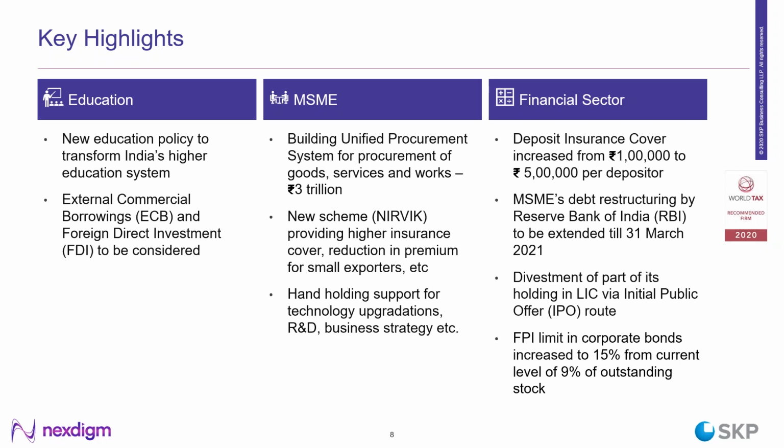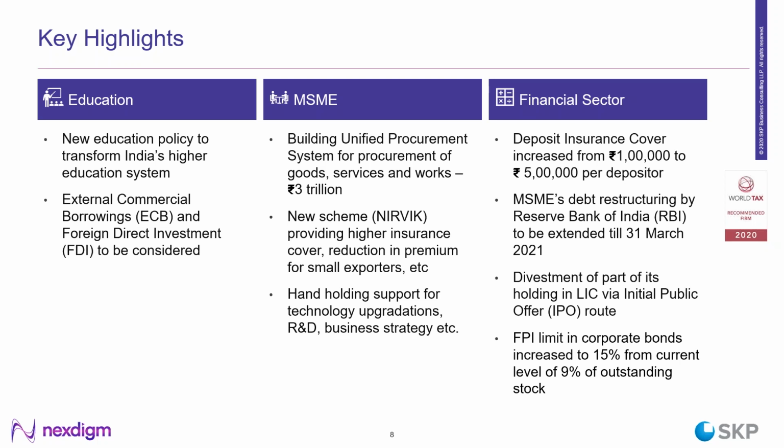For the MSMEs, a lot of work has been done on the ground. A Nirvik scheme for higher insurance for exporters has been introduced. Technology upgradation projects have been taken up by the government. On the financial services side, there were one or two issues in terms of cooperative banks in India coming under risk of being in danger because of certain accounts turning into NPAs.